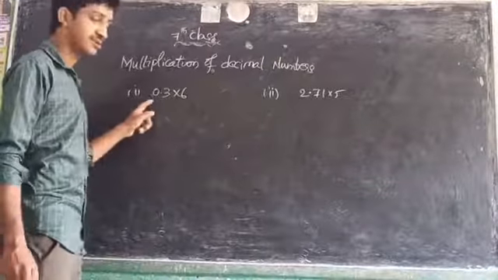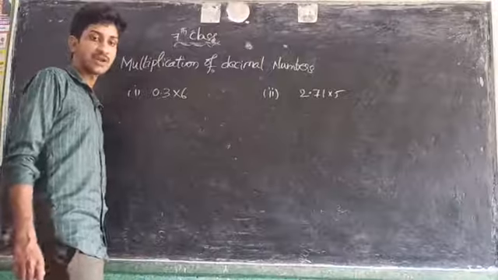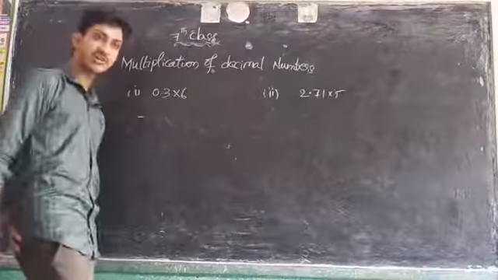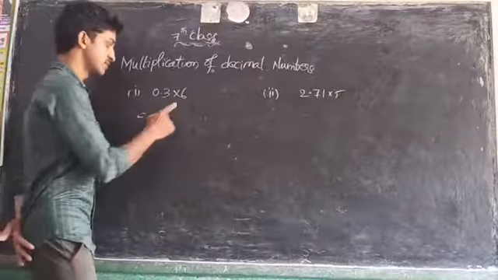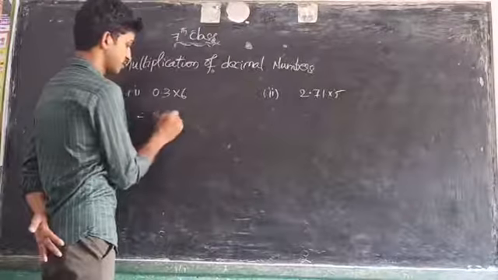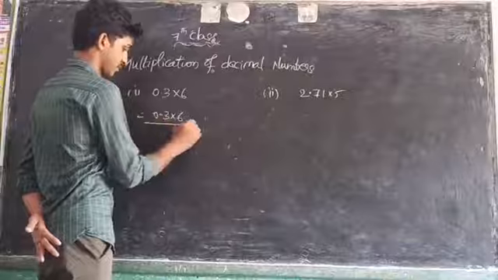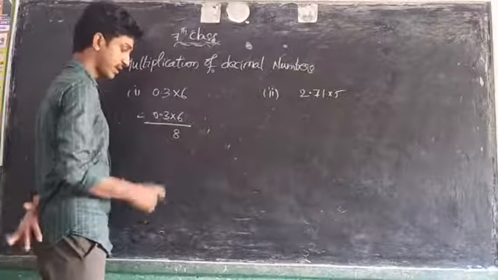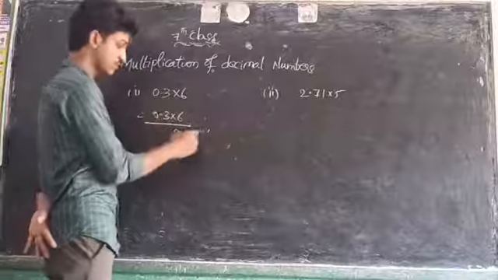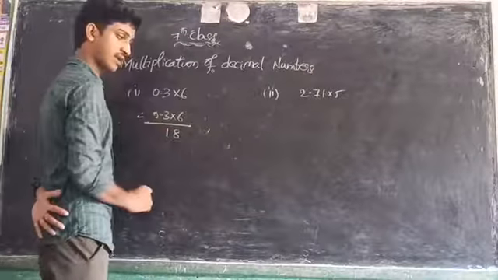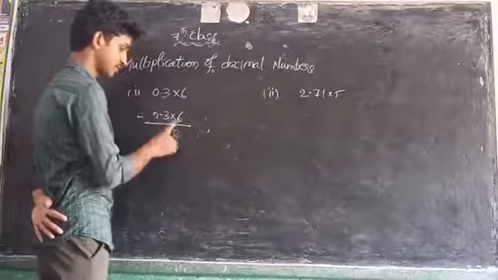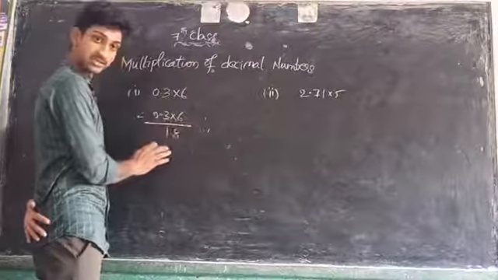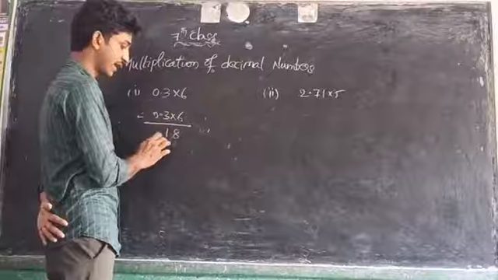So the first one is 0.3 into 6. We have to multiply 0.3 with 6. See here, simply as usual multiply these two numbers. 0.3 into 6. 6 3s are 18, so 8 is here and 1 I am writing here. 6 0s are 0, 0 plus 1 is 1. So I am writing 1 here and I am writing 0. This is the answer we have, 18.